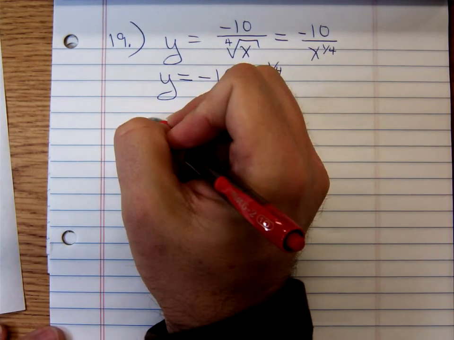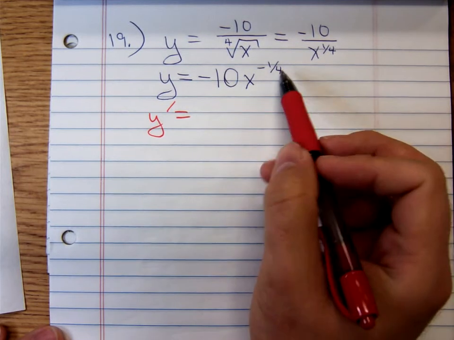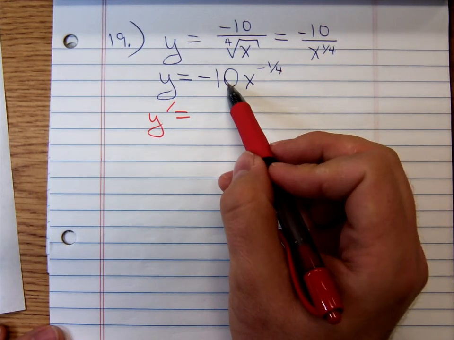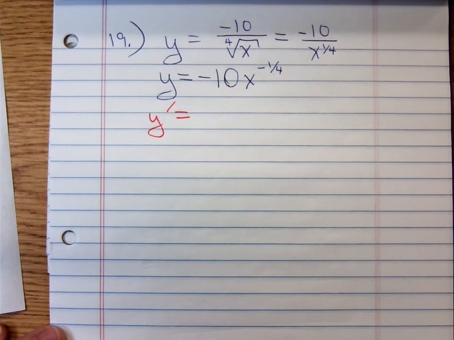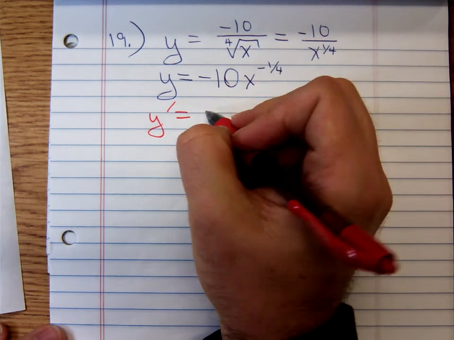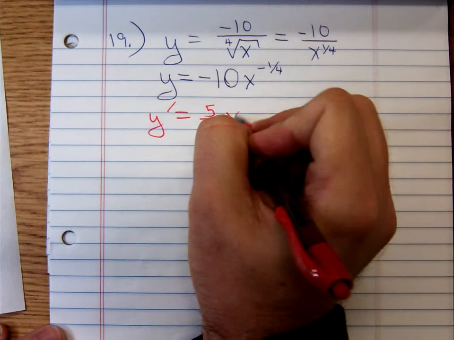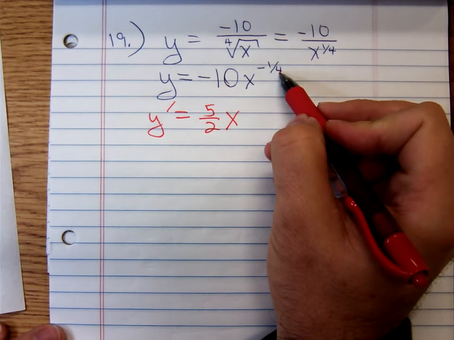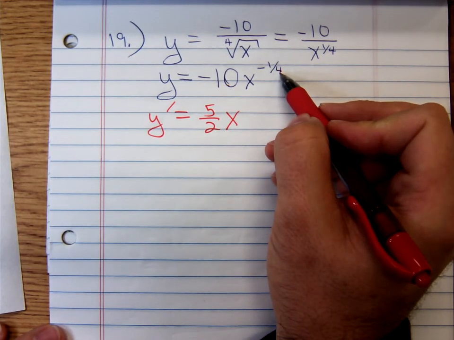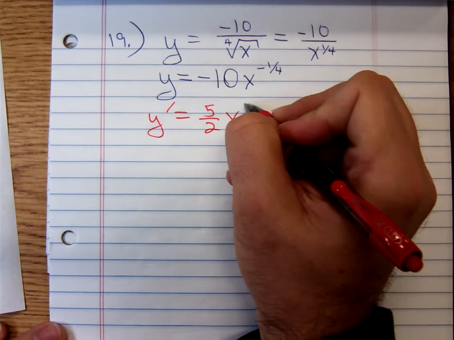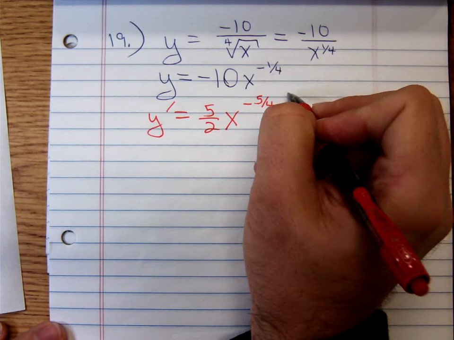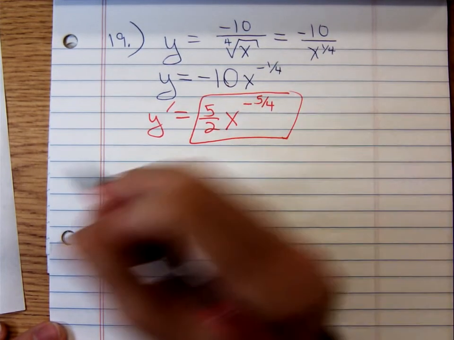Y prime is what? Negative 1/4 times negative 10. That'll give me a positive 10/4. And that's what? A positive 5/2. Subtract 1. Negative 1/4 minus 1. That's negative 1/4 minus 4/4. That gives me a negative 5/4. And I just leave it like that.